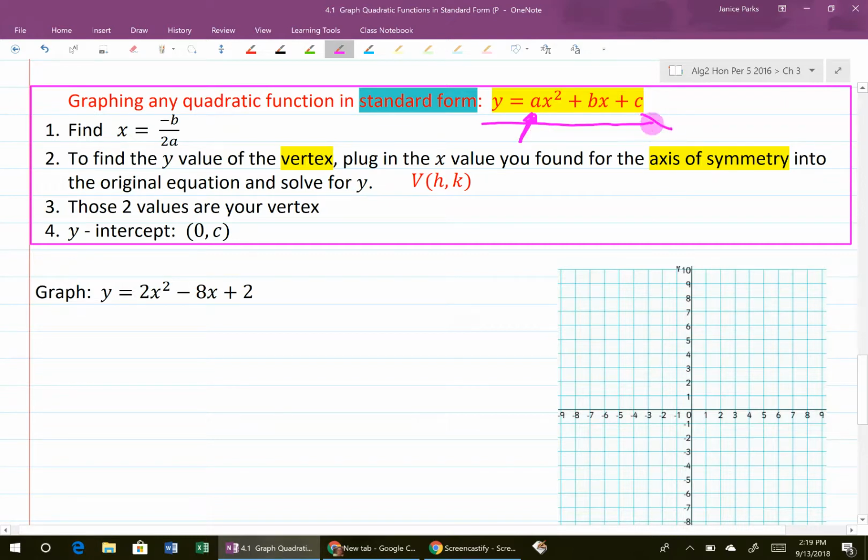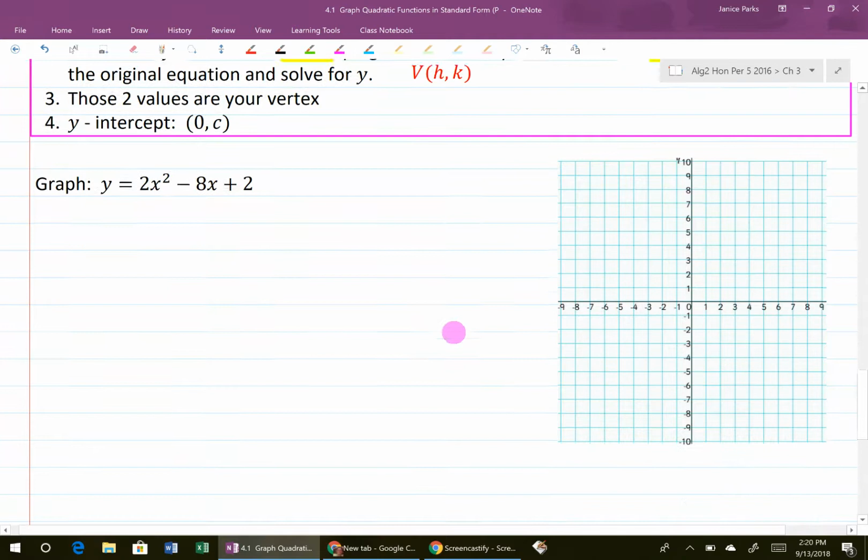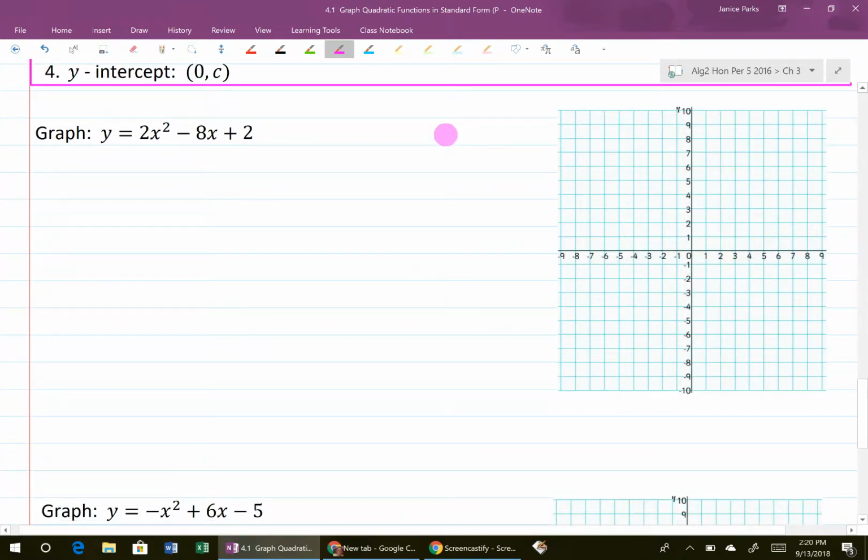And the c value is the y-intercept, where it crosses the y-axis. Just from that information, you will definitely get a start to how to graph it. I'm going to go ahead and do the first problem. So first of all, I want to write the vertex down, the a value. I'm also going to write the axis of symmetry and the y-intercept.